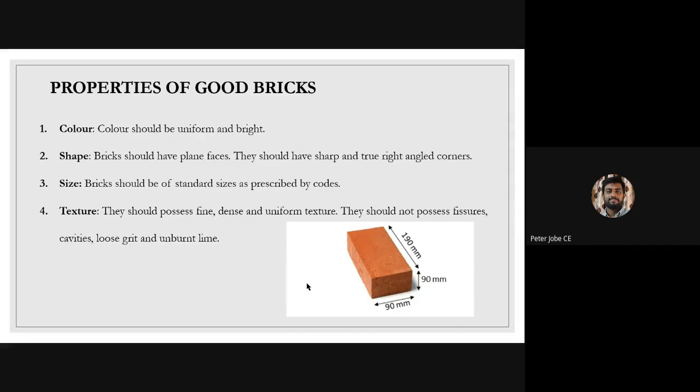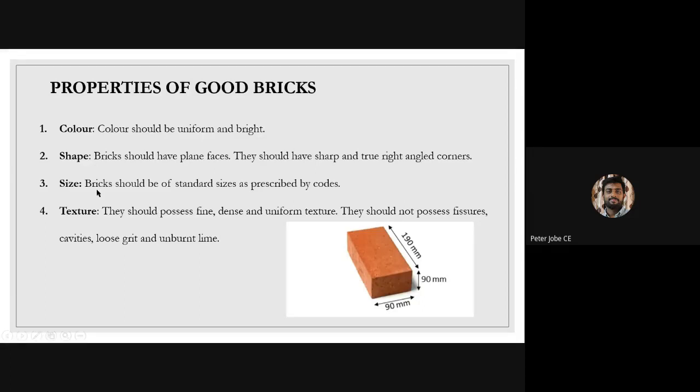And the shape of the bricks should have plain faces. The faces of the brick should be plain. It should not have any distortion. They should have sharp and true right angle corners, as we can see in the figure. And the size of the brick should be a standard size as prescribed by the codes. The codes of different countries have different specifications, and in the code that we refer to, the standard size of the brick is mentioned as 190 by 90 by 90. So we will be providing 10 mm on either side to accommodate the cement mortar that we use to join bricks with each other.